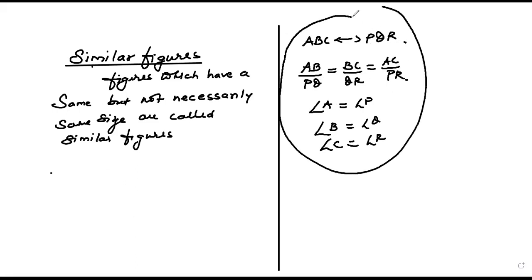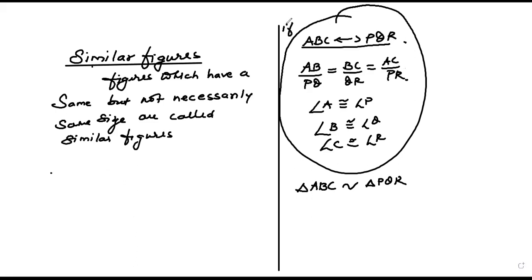This whole thing: if in a particular one-to-one correspondence between the vertices, the ratio of the corresponding sides are equal and the corresponding angles are congruent, then the two triangles are similar. Now, when you see this, remember, this is the symbol for similar. Okay, triangle ABC similar triangle PQR.